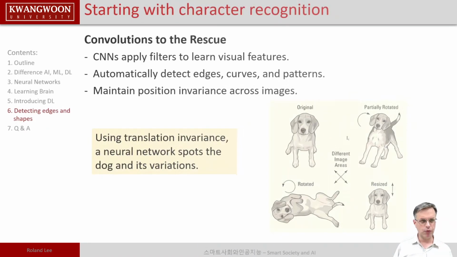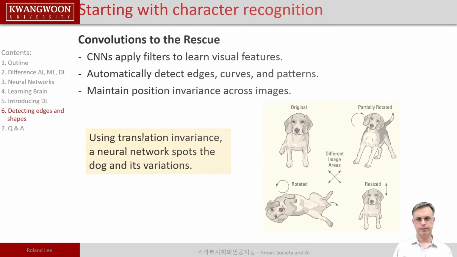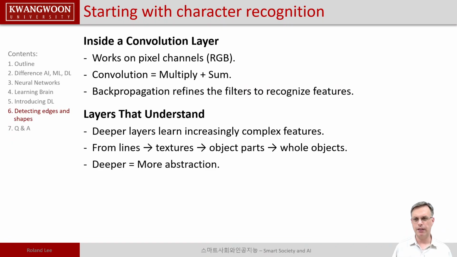Just as mentioned before, convolutions came to the rescue. They solve this problem, automatically detecting edges, curves, and patterns, and maintaining position invariance across images. Okay, now let's think about how it works.